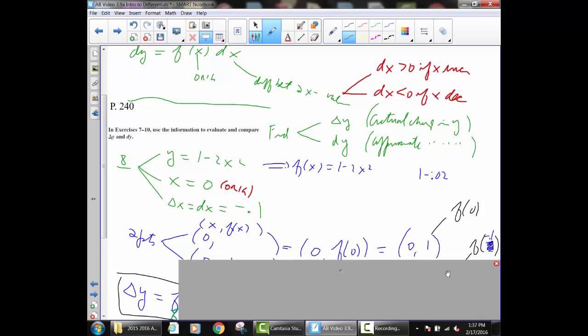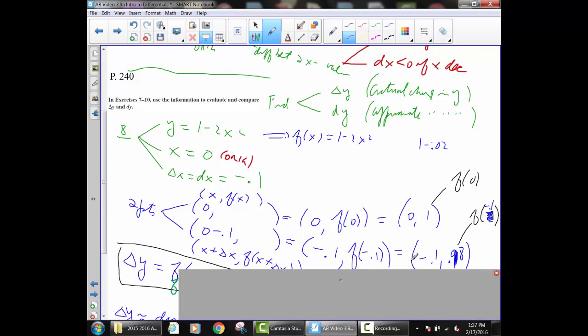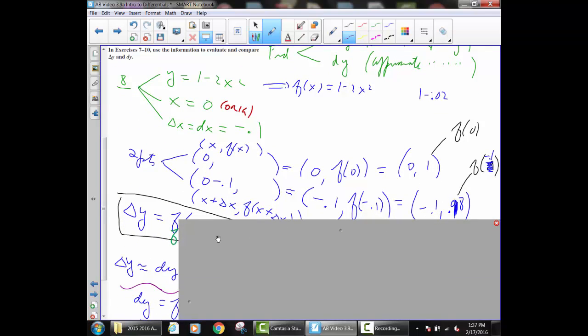Okay, so the 2 points we have are 0, comma, whatever f of 0 is, which I find out from f of x is the point 0, 1. And then what they want me to do is go 0.1 to the left of that. So that would now be the point negative 0.1, comma, f of negative 0.1. So if I actually plug in negative 0.1 into here, I'll get 0.98.